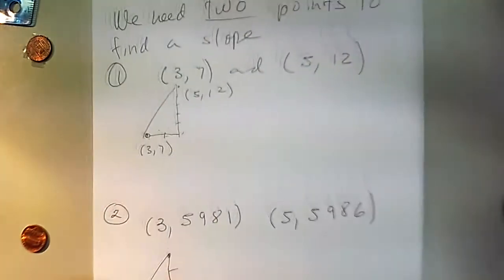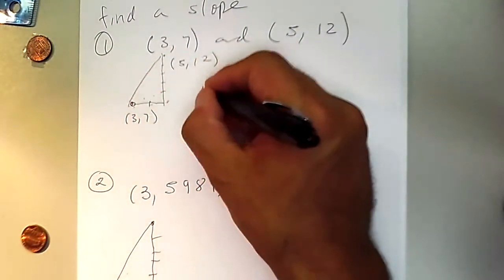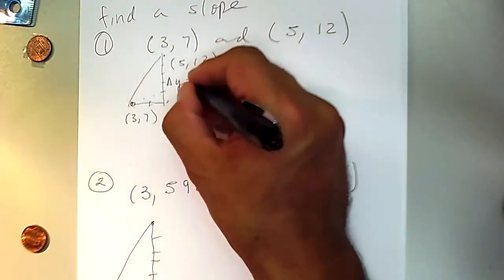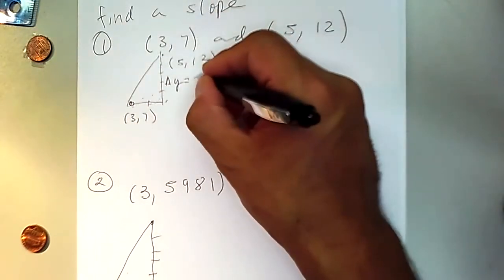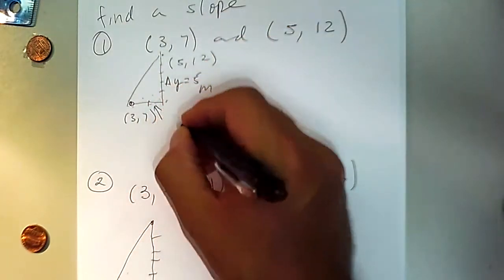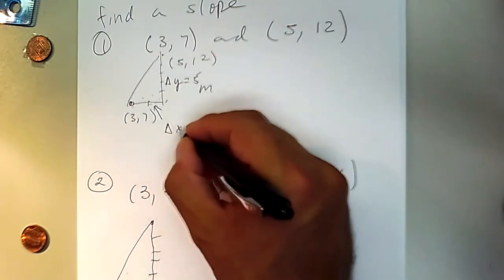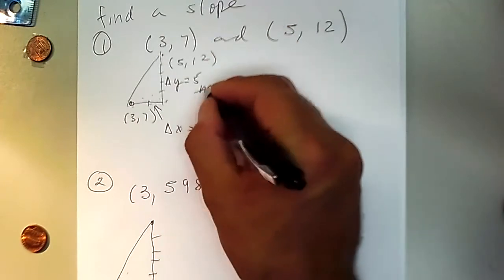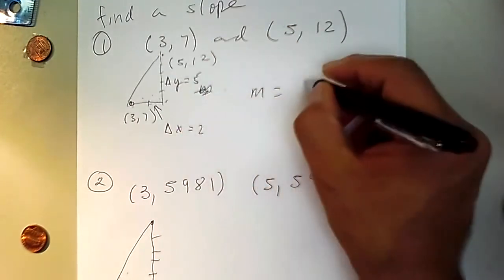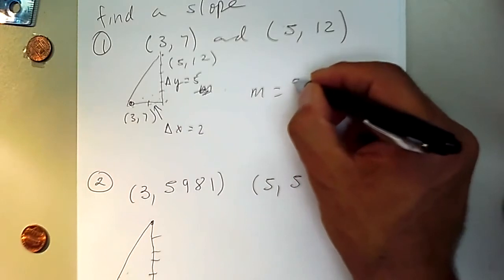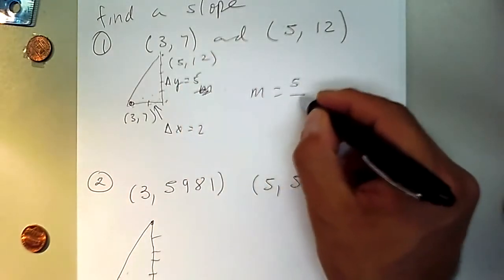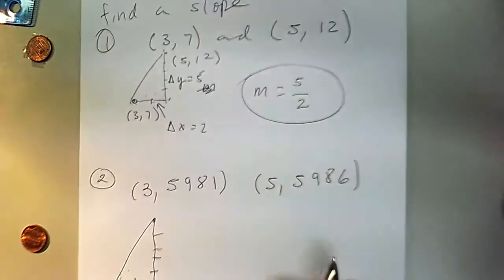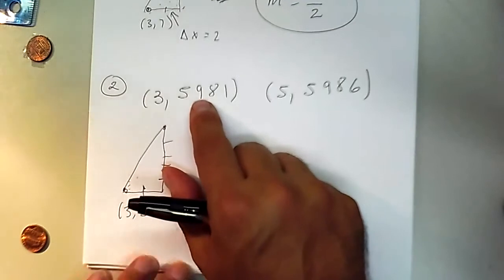See, the slope here is going to be how much we went up, and that would be delta y, and we went up by 5 units. And how much we went forward, which is called delta x, is going to be 2 units. And the slope is the rise, which is the delta y, over the run. And if this doesn't simplify, we just leave it alone. That is the slope.